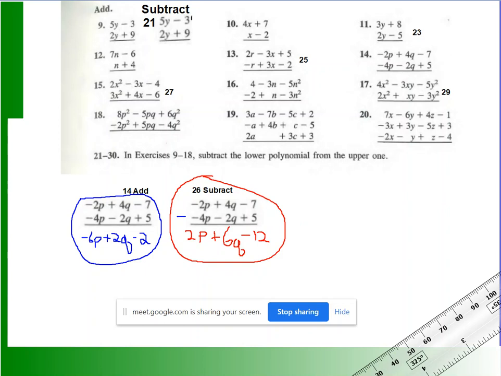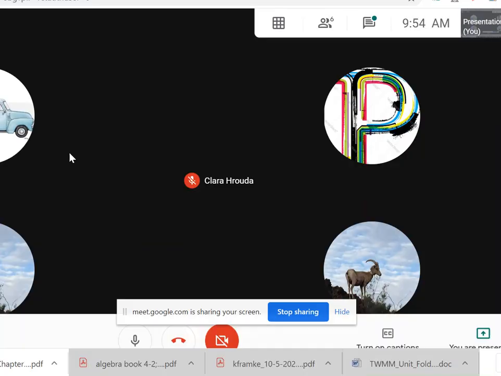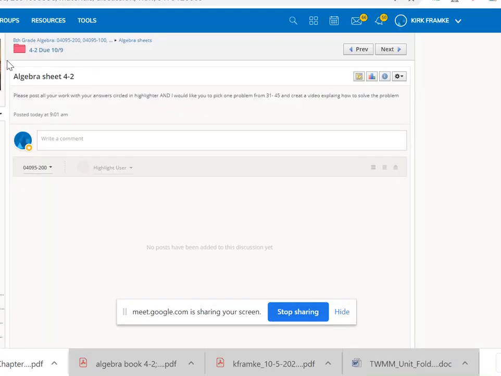And so on your algebra sheet, you'll have your work, and then I want you to highlight the answer so that I can find the answers quickly. If you look at your algebra sheet, the instructions say, post all your work with your answers circled in highlighter, and I would like you to pick one problem from between 31 and 45 and create a video explaining how to solve the problem. So that is how you're going to be submitting your algebra sheet this week.